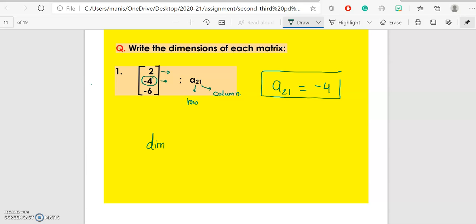So the formula for dimension is this. Dimension is equal to row by column. Now do not multiply the two numbers. You just write this, it is known as by, row by column. So the dimension of this matrix, how many rows are here? 1, 2, 3, 3 rows. And how many columns? Only one column. So the dimension of this matrix is 3 by 1.